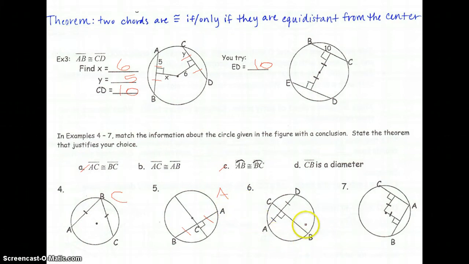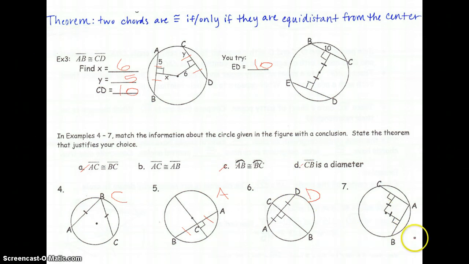For number 6, I've got my diameter perpendicular to a chord, which are equidistant. And again, I'm working with the diameter, so looking at my answer choices, I know that CB is a diameter. Number 6 goes with choice D.